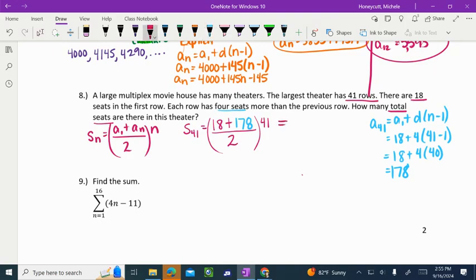So I can replace A sub n with 178, and then I will calculate the sum of the first 41 rows. I'm going to type in 18 plus 178, divide that number by 2, and then multiply it by 41, and I get 4,018 seats.